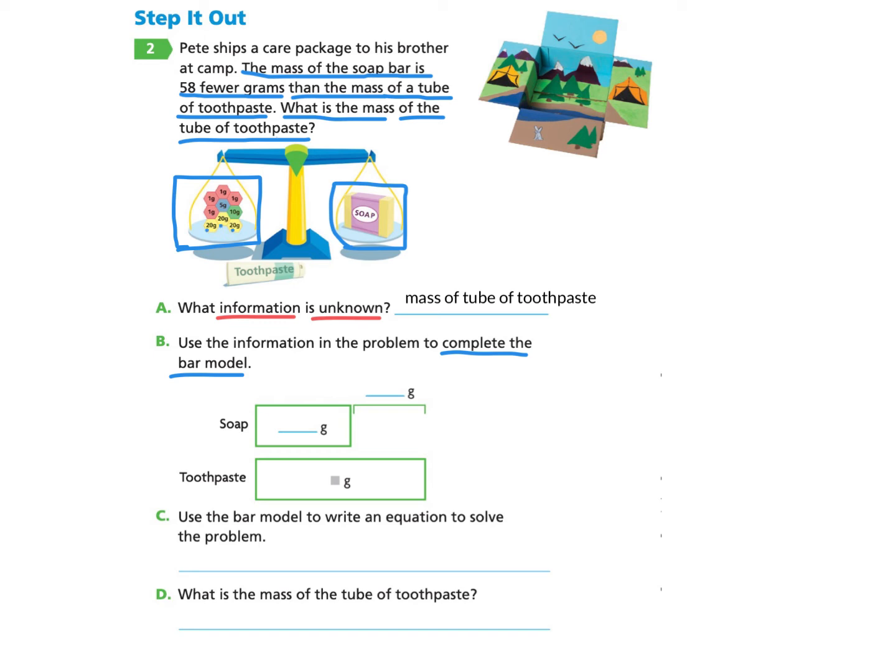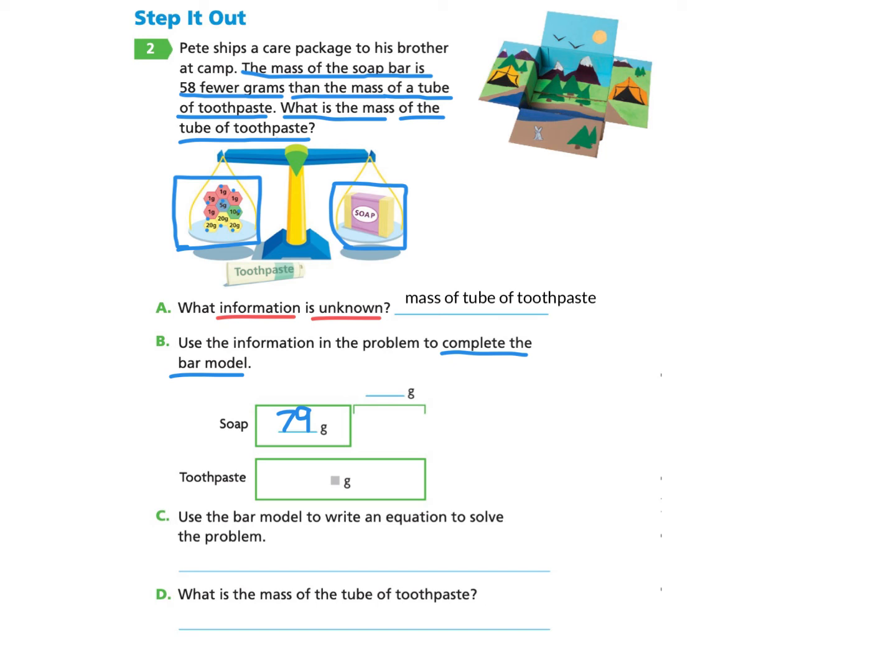So that's 20, 40, 60 plus 10. So that would be 70 plus 5. That would be 75. Then 76, 77, 78, 79. So the amount that the soap weighs is 79 grams.